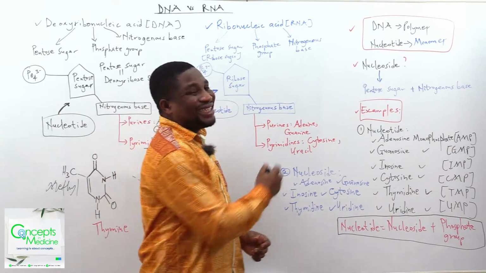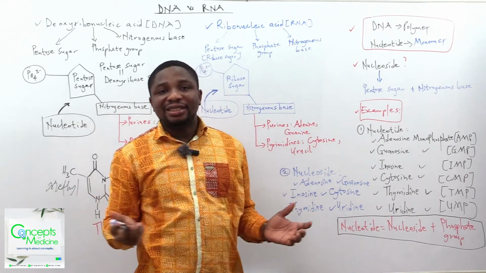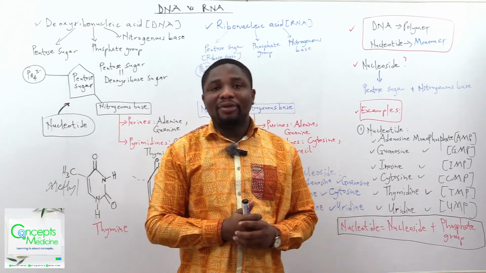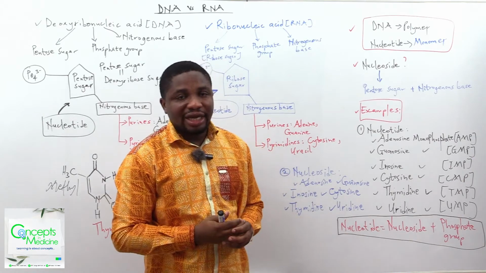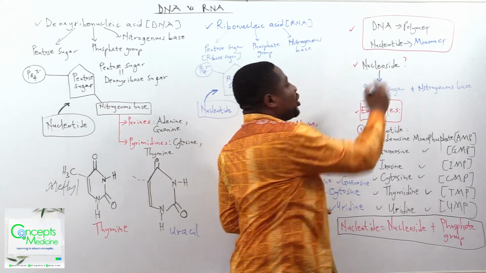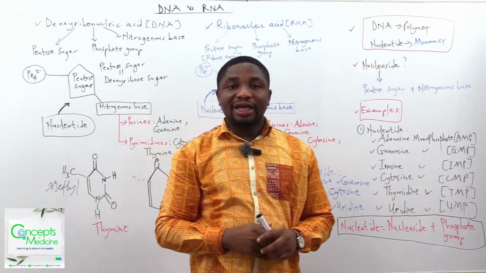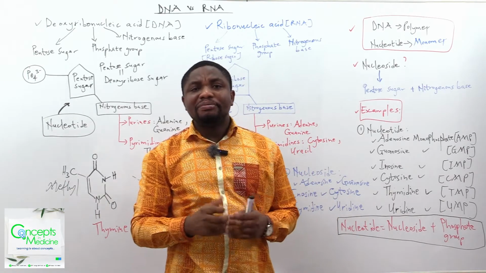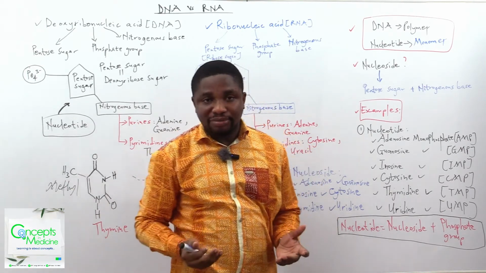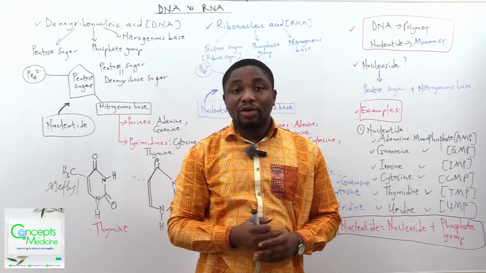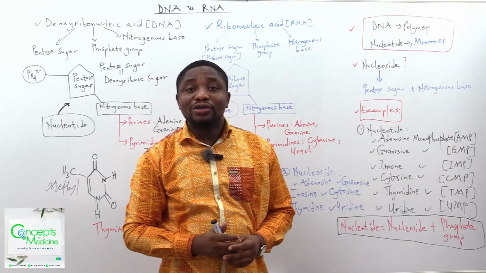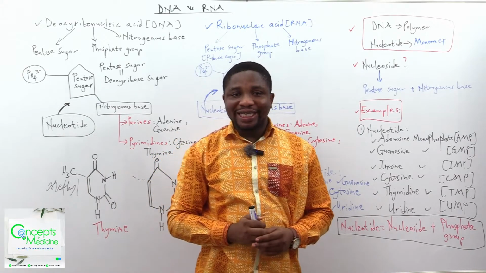When we are talking about DNA, you can take the DNA as a polymer because it's made up of a lot of monomers, and take the nucleotide as the monomer, telling you that the nucleotide is the basic unit of the DNA, which is a polymer. So DNA, polymer, nucleotide, monomer. Then the question goes, what about a nucleoside?